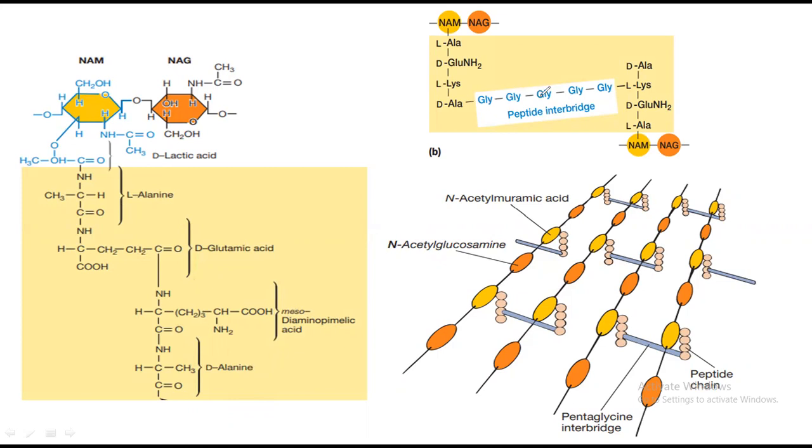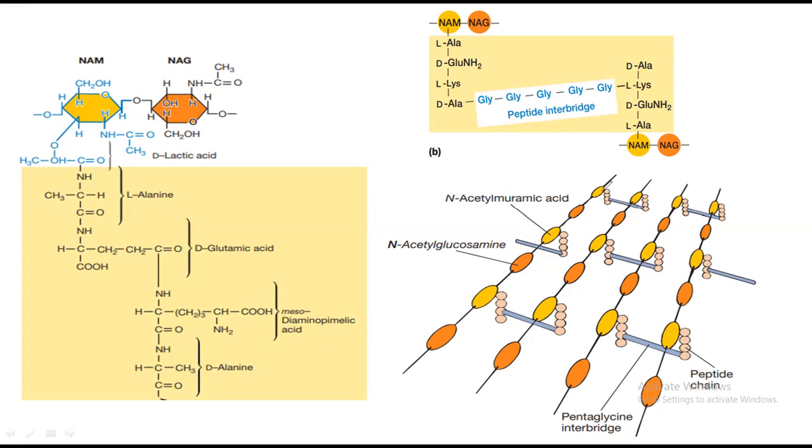When two chains of peptidoglycan are linked with each other, they are linked with a glycine peptide interbridge, also known as the pentaglycine bridge. Just look here. I want to show you the amino acid content in the peptidoglycan layer. There is a very high amount of amino acid content in the peptidoglycan, and this is the structure of the peptidoglycan.